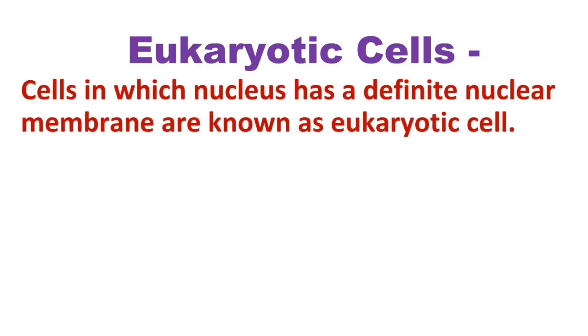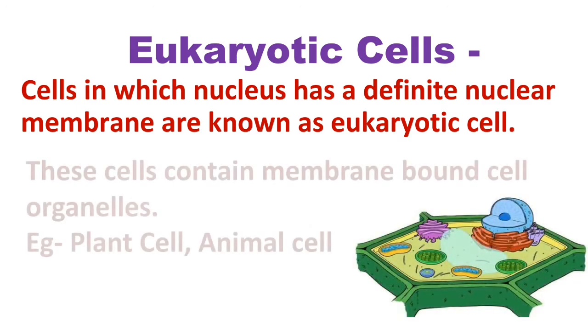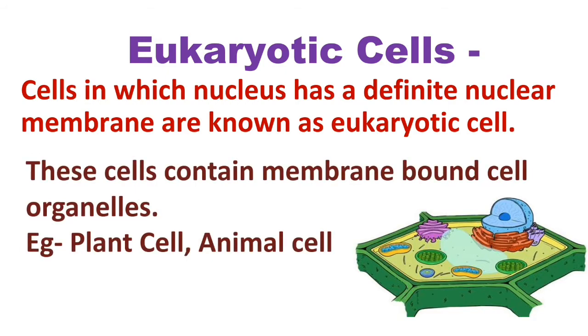Eukaryotic cells. Cells in which the nucleus has a definite nuclear membrane are known as eukaryotic cells. These cells contain membrane-bound cell organelles. Example, plant cell and animal cell.